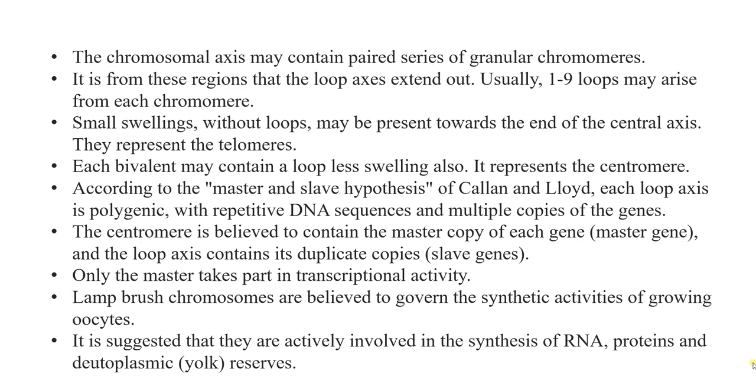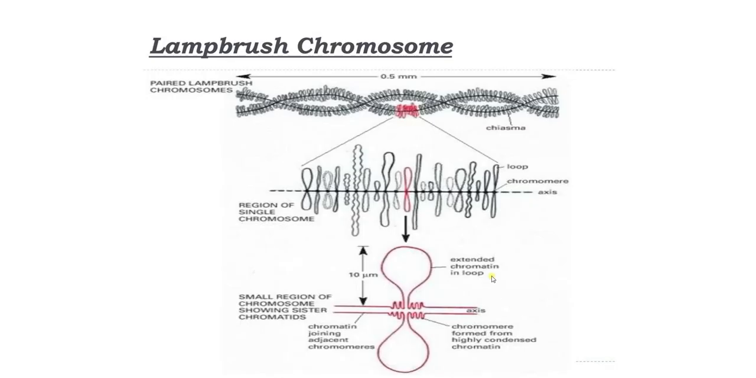Lampbrush chromosomes are believed to govern the synthesis activities of growing oocytes. It is suggested that they are actively involved in the synthesis of RNA, proteins, and the deutoplasmic reserves. This is the lampbrush chromosome. It represents the chiasma. This is the magnified region of the loop.